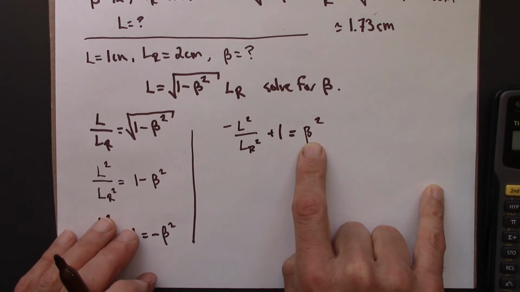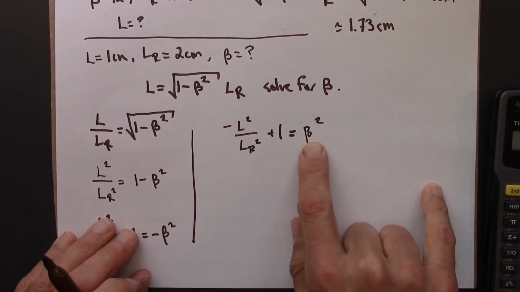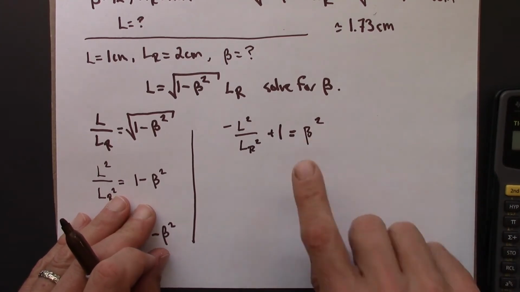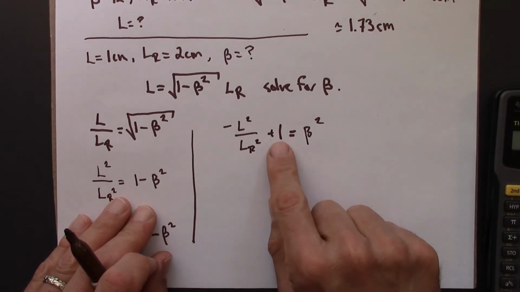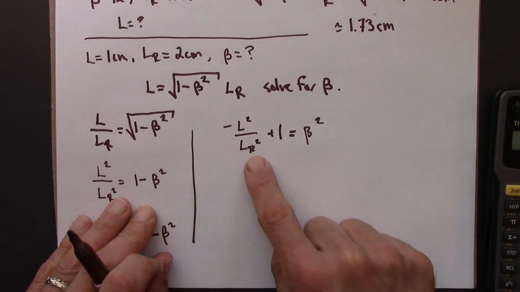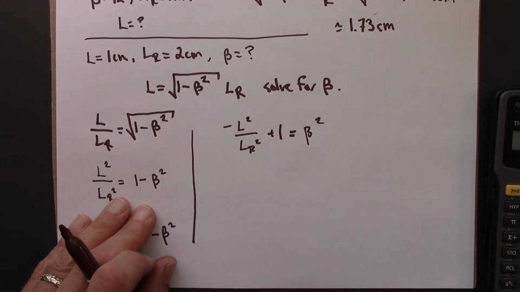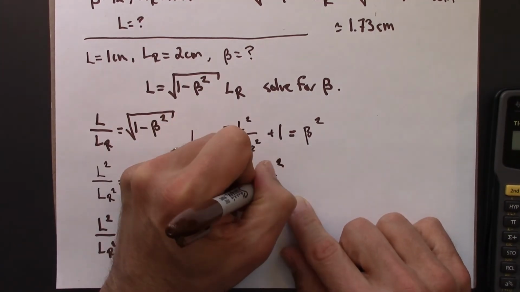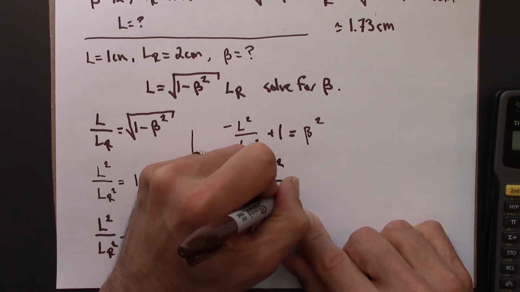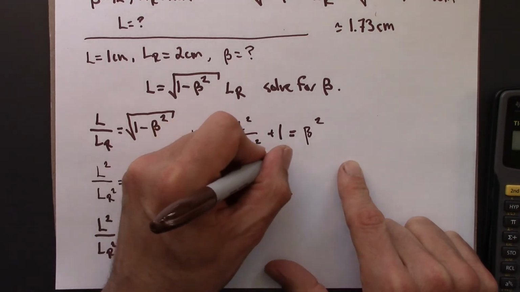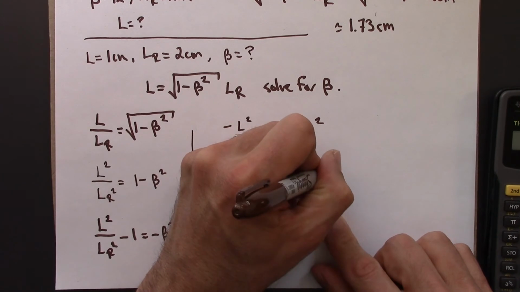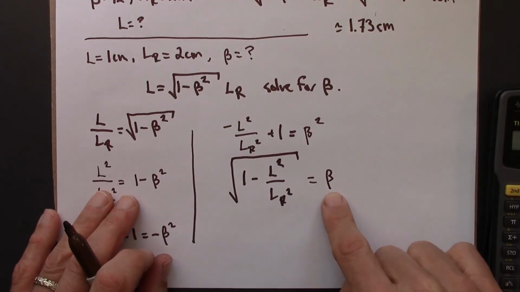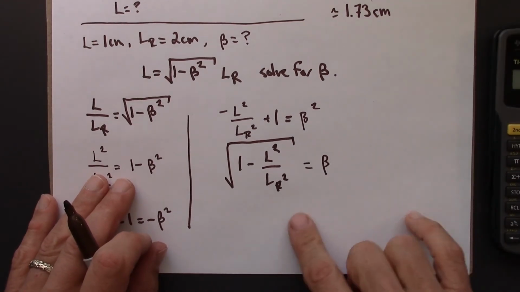Then our last step is to take the square root of both sides, because I want to get beta all by itself. Square root and squaring undo each other. I'm just going to write this as 1 minus L squared over LR squared instead of minus that plus 1, because to me that looks better. So I'm going to have the big square root of 1 minus that equals beta. That's what we wanted. We wanted to solve for beta. We've done it. Let's plug in numbers and see what we get.